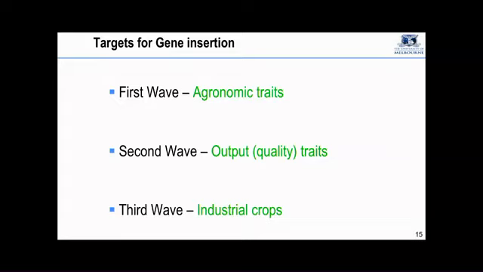What have been the targets for gene insertion? The first one is agronomic traits. And what do I mean by agronomic traits? Probably the biggest agronomic trait that we have, which has been a surprise to all of us, is herbicide resistance.